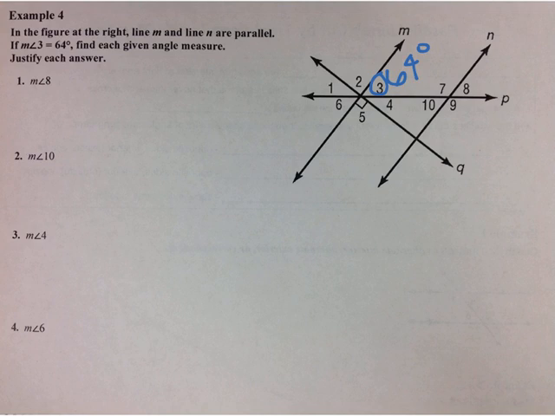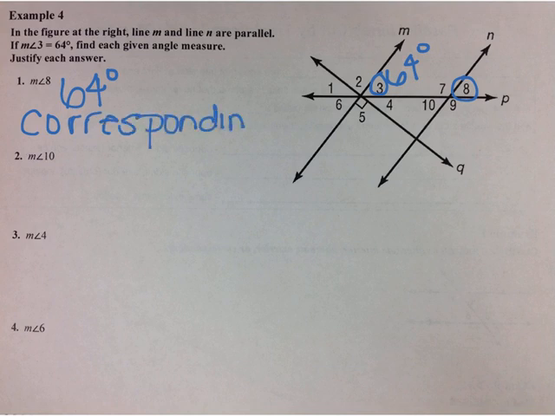Well, part 1 asks us what is the measure of angle 8. Well, the measure of angle 8, which is over here. Instantly we can say that the measure of angle 8 is 64 degrees by our definition of corresponding angles. Alright, because remember our definition of corresponding angles are the same side and same location of our transversal.